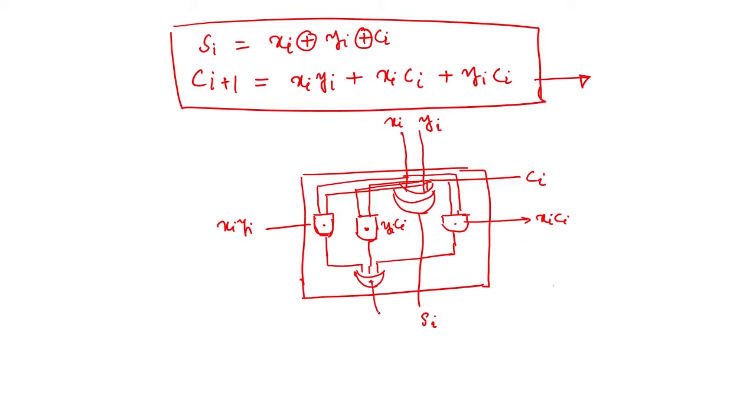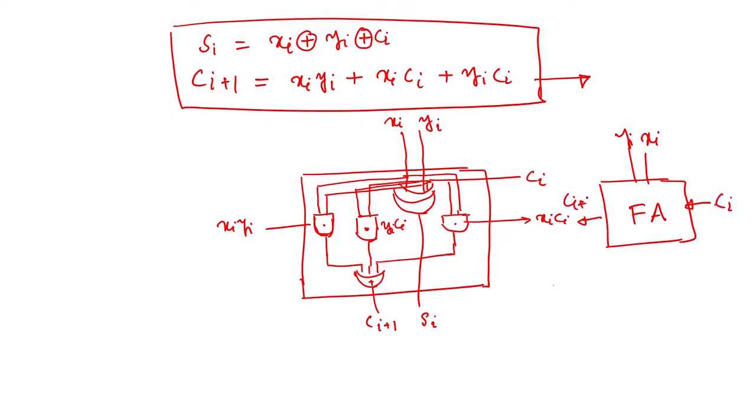This is the OR circuit, and this will give you C i plus 1. Okay. So, this is something you can write here. This is a full adder circuit. You have inputs x i, y i, and then you have input c i. So, this will be C i plus 1, and this will be S i.